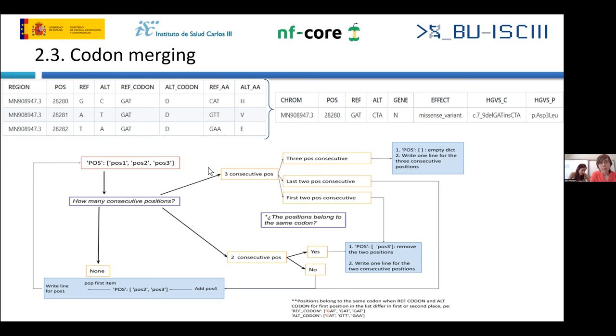So we've created a function that goes position by position, reading the VCF file from IVAR, and we check if they are consecutive. And if we find two or three positions that are consecutive, we check if they belong to the same codon. If they belong to the same codon, like in this case, where we see that the ref codon is exactly the same for the three positions, we collapse these three lines into just one. So the ref has the three alleles and the alt has the three alleles. This makes SnpEff annotate the amino acid change correctly, fixing this issue. And this is included in the IVAR variants script.